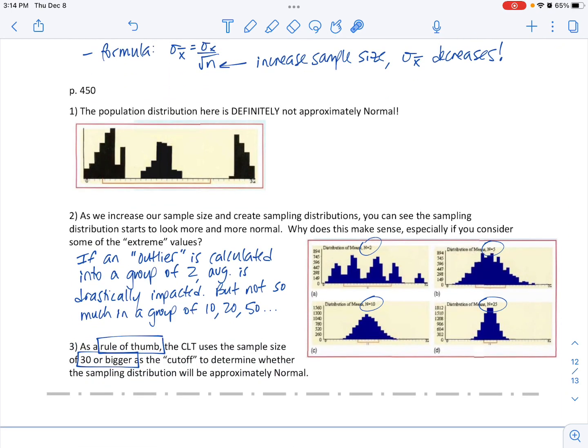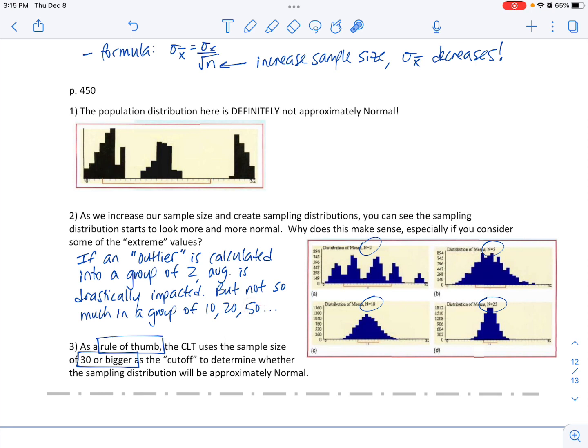Here's the last thing I wanted to mention. On page 450, you can see a little bit more information about the CLT. So here is our population distribution. Definitely not normal looking, right? I don't remember what the context was of this, but we have a chunk of people here, a chunk here, and a chunk here. And it doesn't matter what it is. But if I take a sample, and I'm trying to use the sample to estimate the average of this population distribution, what if I only take samples of 2? Think about how much one outlier would impact a group of 2. But maybe it would impact less a group of 10. And even less impactful on a group of 20. And even less impactful on a group of 50.